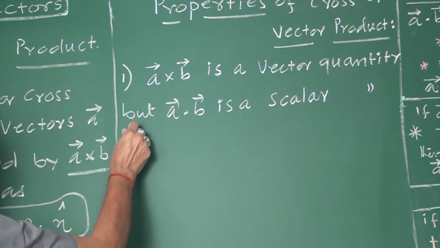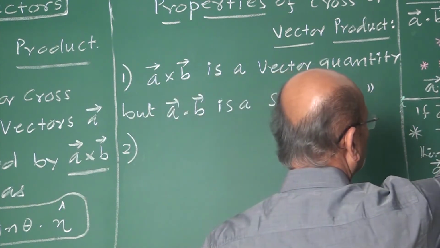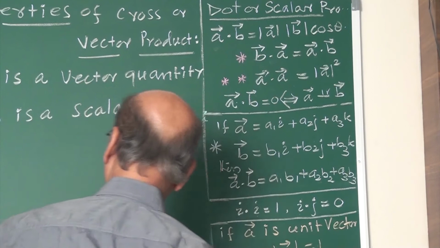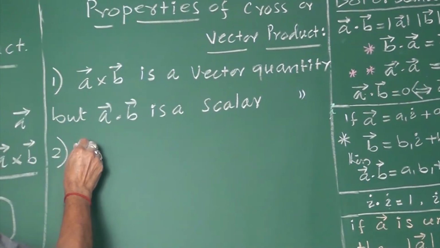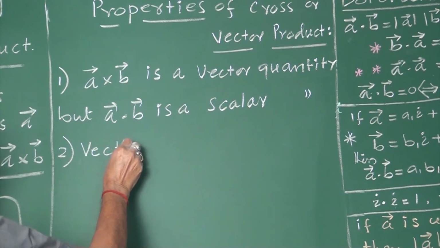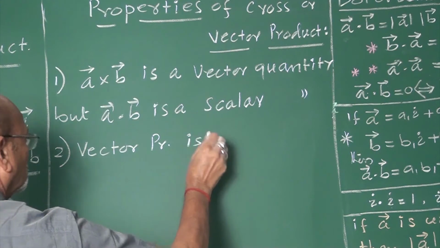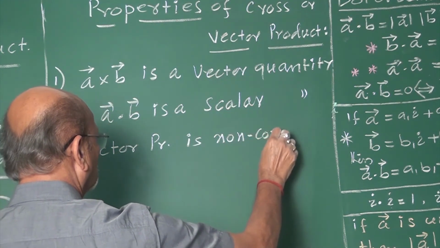Second one. We have to discuss about its what, my friend? Commutative property. Yes. Cross product or vector product. Vector product is non-commutative. It is not commutative.